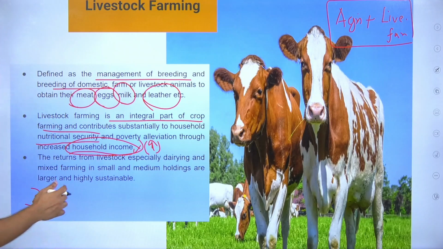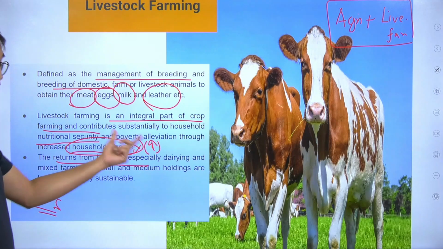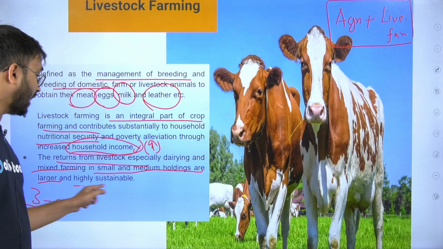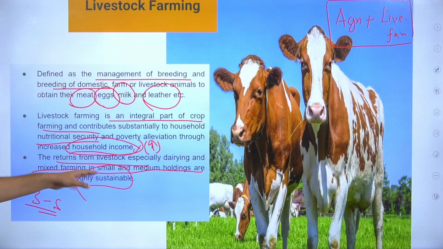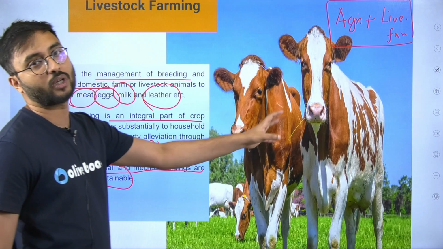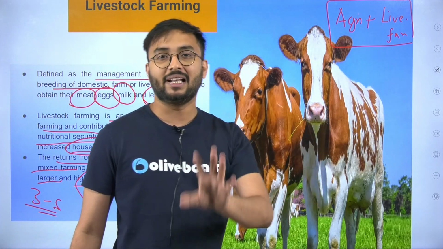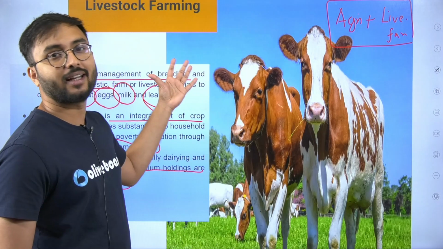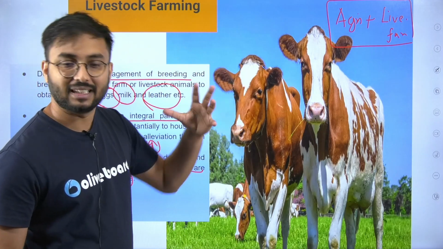So the returns from livestock, especially in dairy and mixed farming, in small and medium holdings, are large and highly sustainable. So here you can see that from such livestock farming you can get meat, eggs, milk, such production, and from the remaining agricultural activity you can get your crops and grains.